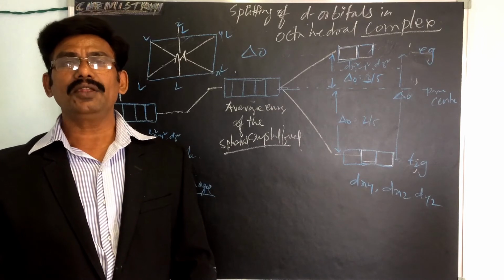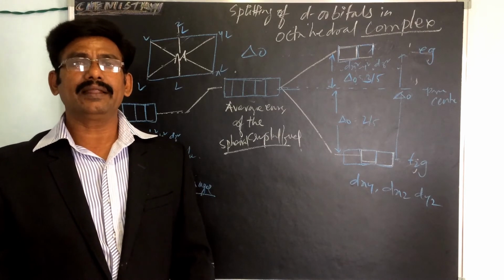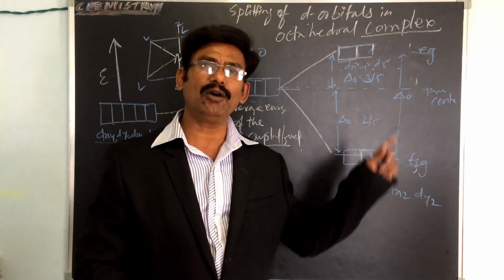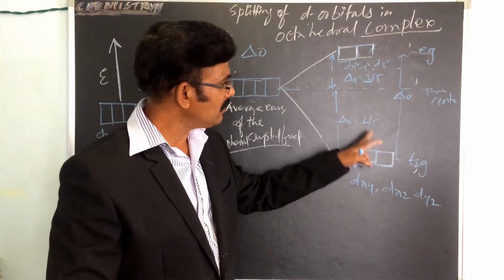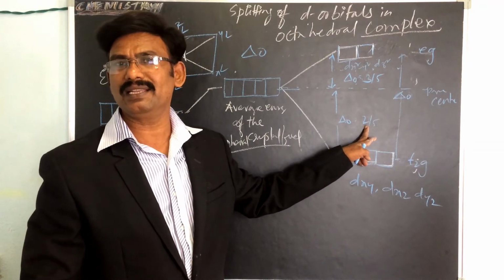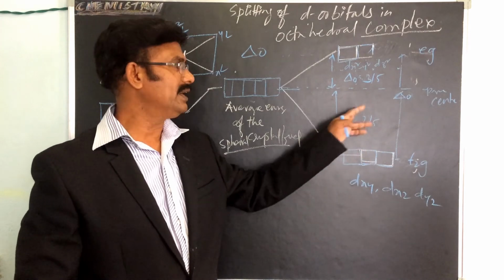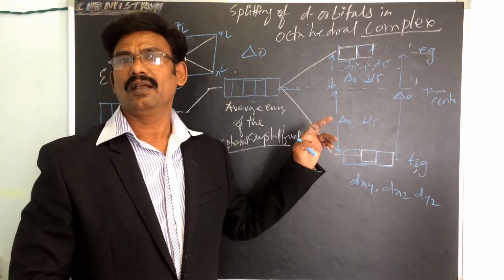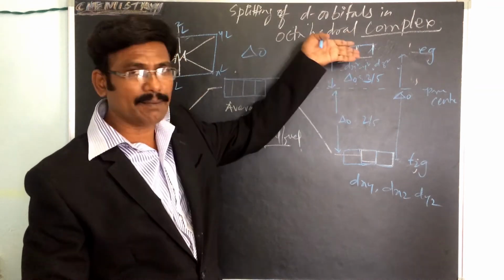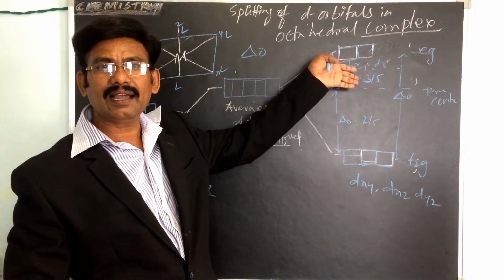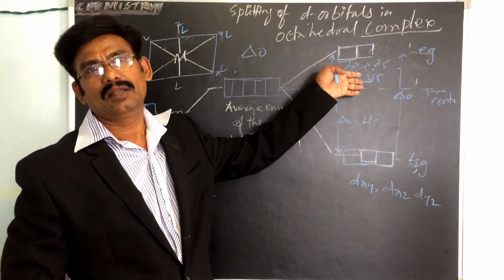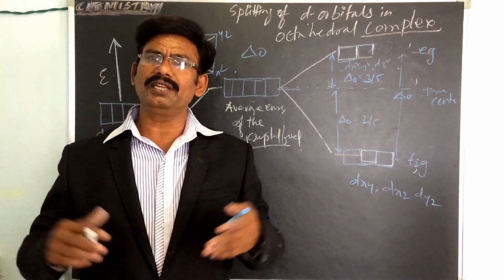Here the energy of the T2G orbitals is decreased by 2 by 5 delta O, and the energy of the Eg orbitals rises up by 3 by 5 delta O. This is with respect to the hypothetical degenerate level.